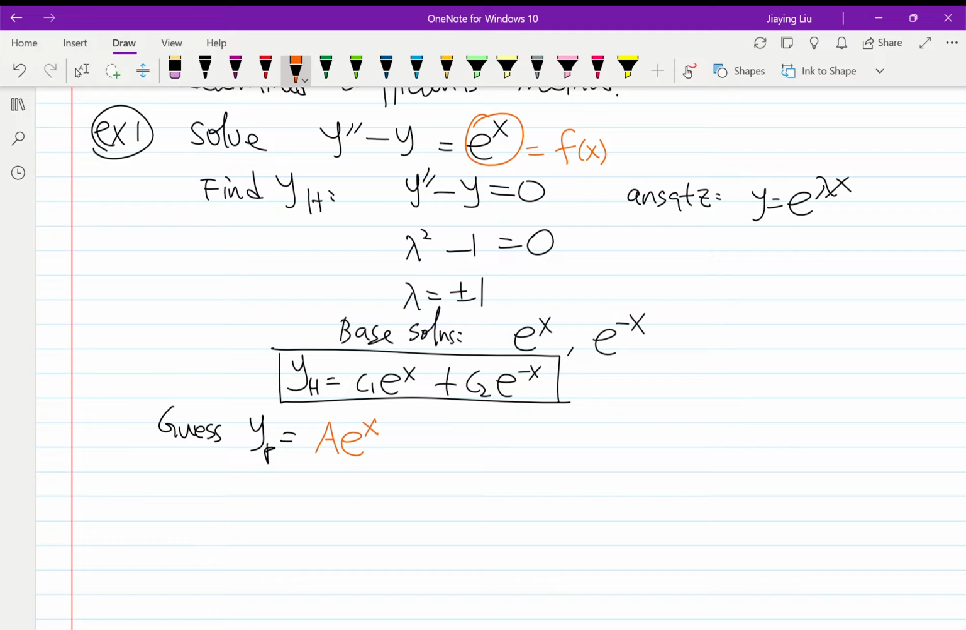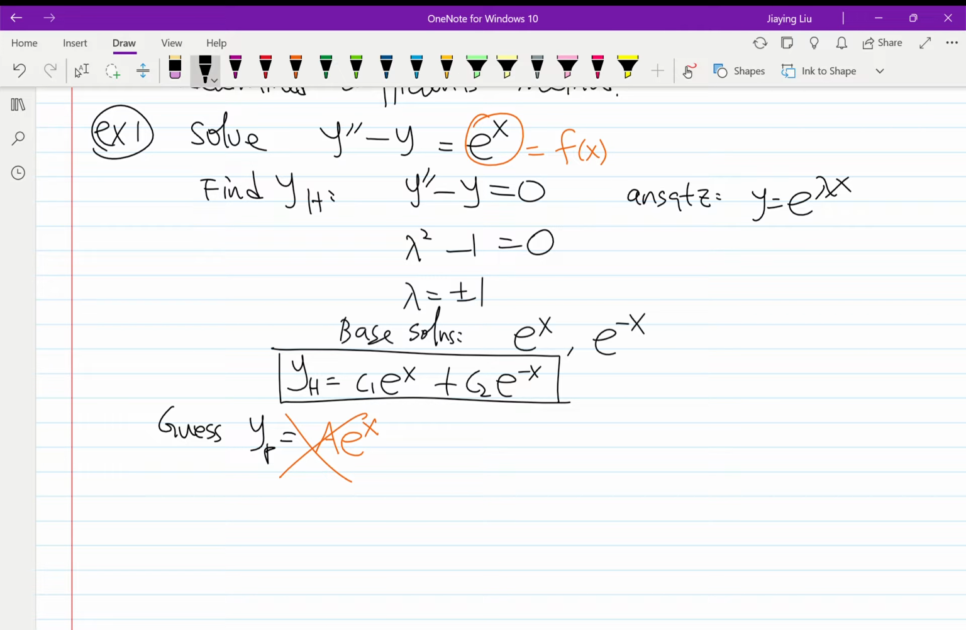It turns out that because e to the x as a particular solution matches with e to the x in the homogeneous solution, whatever the a is, a could be 5, a could be 1/2, that's already been included in the c1 e to the x. So even if you guess y particular equals a e to the x, you're not going to get an a value, because that's already included in the c1 e to the x. So we don't guess this.